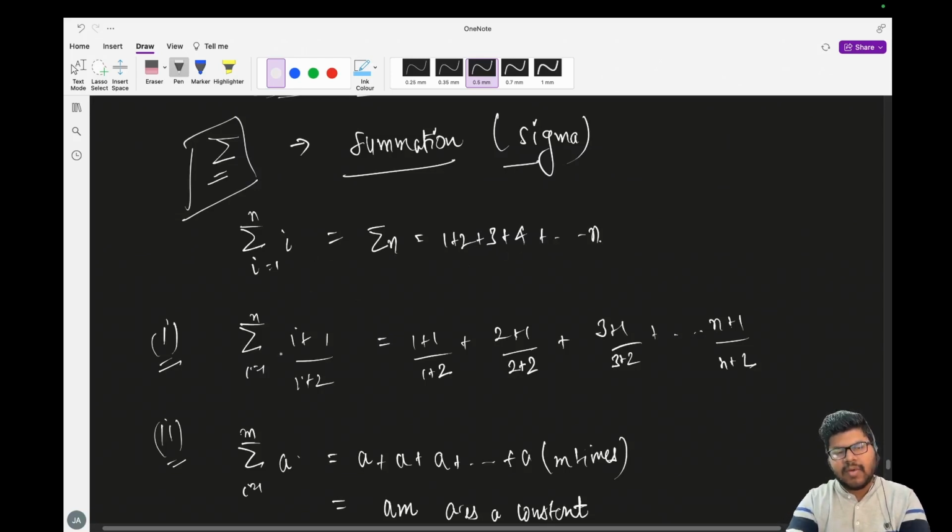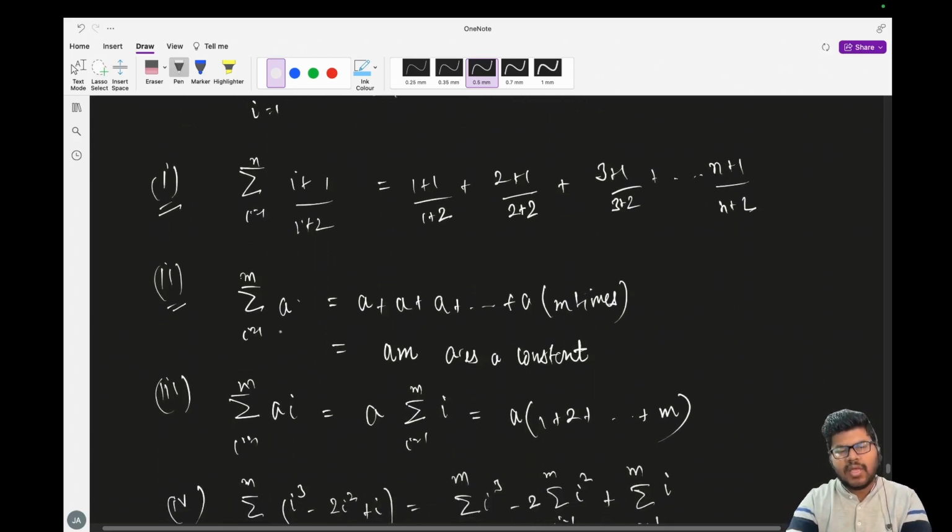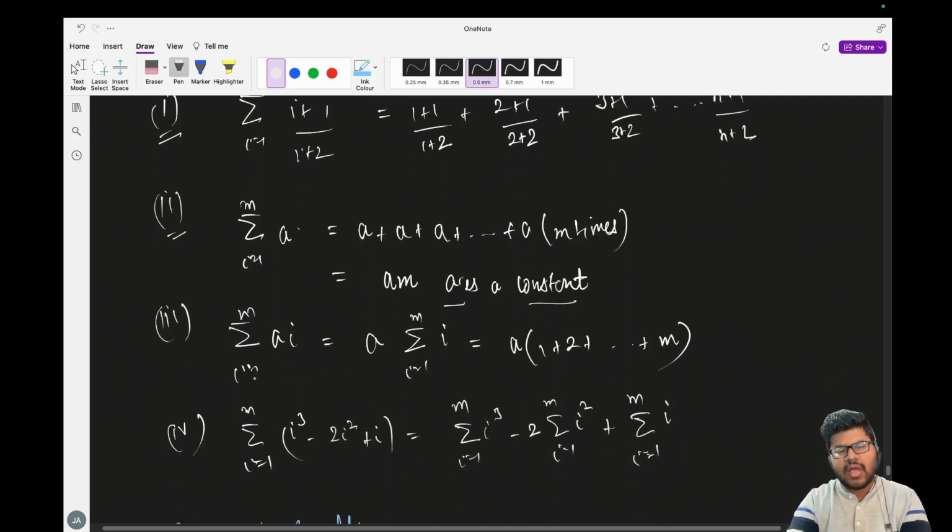Then we calculate sigma of (i plus 1) upon (i plus 2), from i equals 1 to n. This is simply the summation of each and every term, putting the values 1, 2, 3, 4 in succession. Then we have sigma a, which is nothing but m times a, where a is a constant. Similarly, summation of a times i, from i equals 1 to m: a is the constant, so it is 1 plus 2 plus up to m, times a.